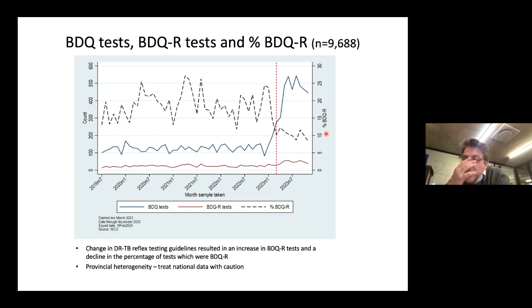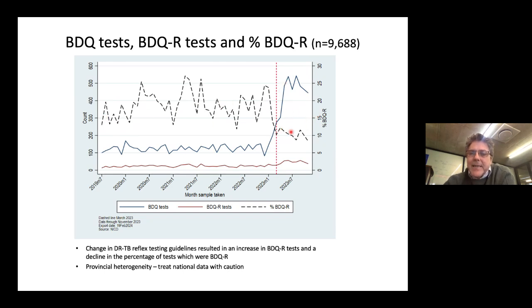So turning to what people have been waiting for, which is the bedaquiline resistance amongst these samples. If we go back to 2019, here is the number of bedaquiline tests by month, and we see the sudden increase as previously shown. That is associated with a decrease, on the right-hand y-axis, in the percentage of those tests which were bedaquiline resistant. We were previously running at about 15 to 20%.